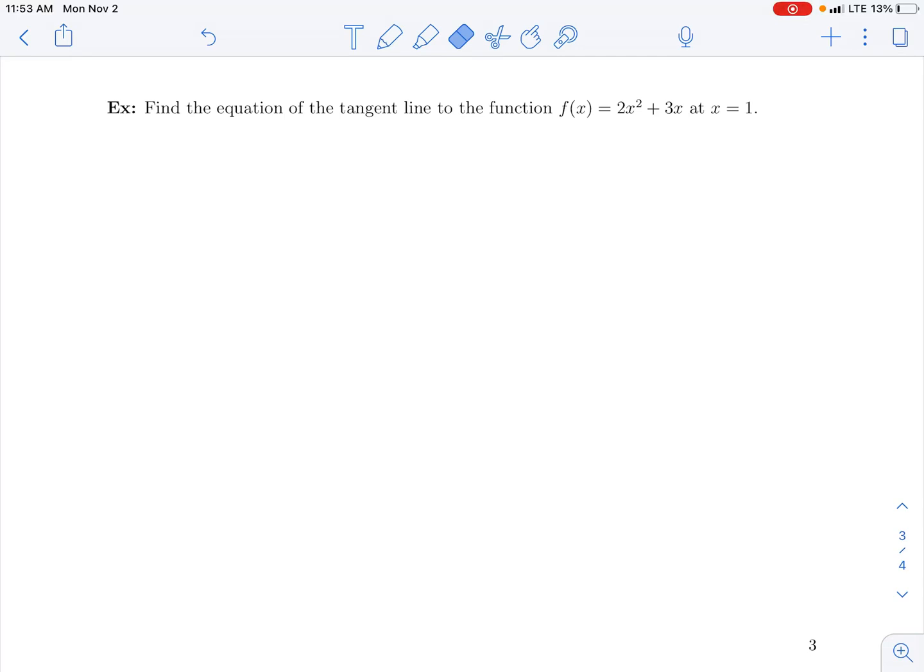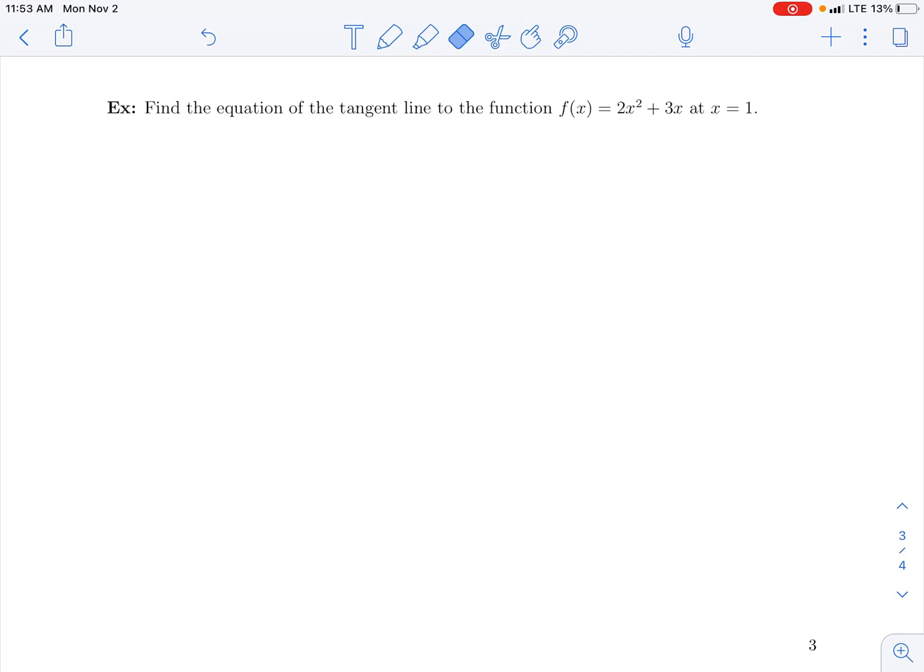Okay, now I want to find the equation of the tangent line to the function at this x value, x equals 1. So to find the equation of the tangent line, let's think about it. The tangent line is a line, right? Which means I need a slope and I need a point.